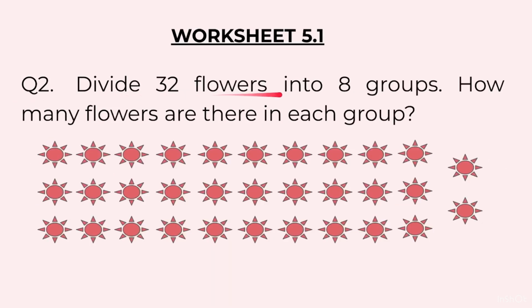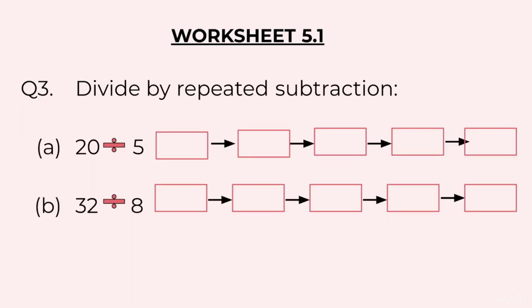Question 2. Divide 32 flowers into 8 groups. How many flowers are there in each group? So here we have 32 flowers. You will make 8 groups and then from 32 you will take out batches of 8 and put them one in each group. In the end you will come to know how many flowers are there in one group.